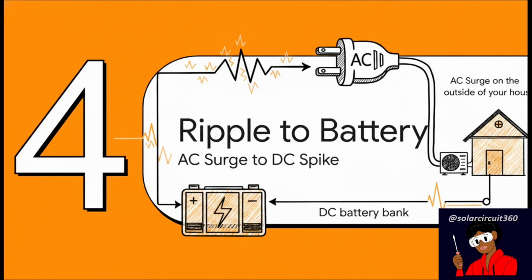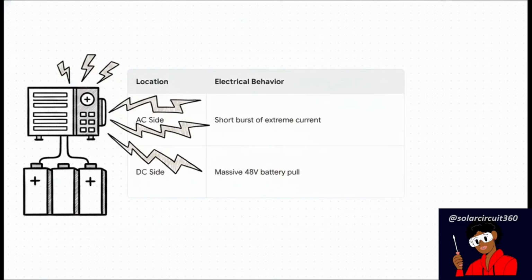Which brings us to Section 4, the ripple to the battery. This brilliantly illustrates how a localized event completely ripples through your entire solar system. On the AC side, out by the unit, it's a short burst of extreme current demand right at the compressor. But remember, the inverter has to supply that power. So on the DC side, to keep the voltage propped up, the inverter instantly yanks a massive surge of 48-volt current directly from your battery bank. The electrical stress literally teleports from the compressor through the wires straight to the battery in milliseconds.